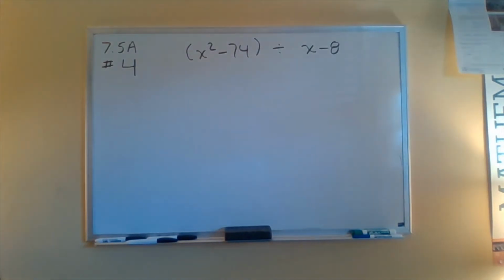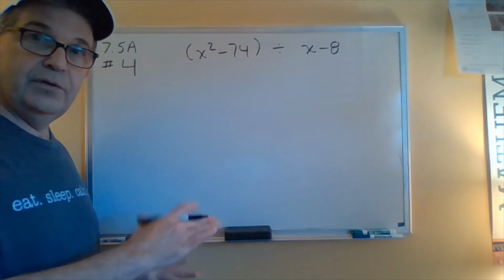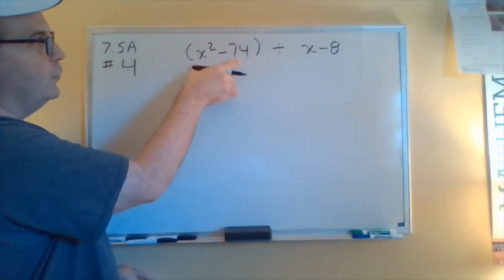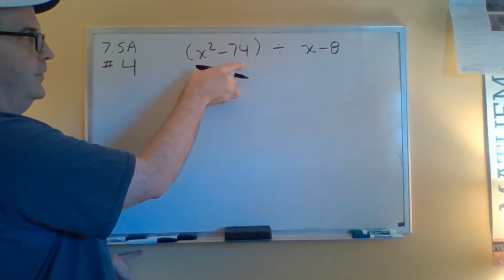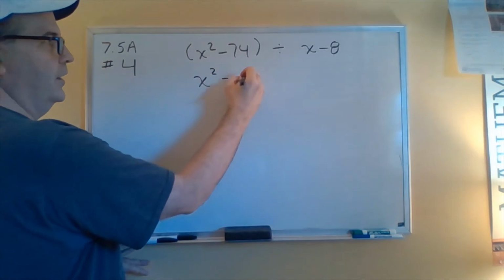Here's number 4. We're given x squared minus 74, and we're asked to divide that by x minus 8 using synthetic division. So right away I have to stop because this is different than any of the synthetic division problems we've done up to this point. We're actually going to have to rewrite this, our dividend here. And we're going to have to rewrite it because it's missing our x term.